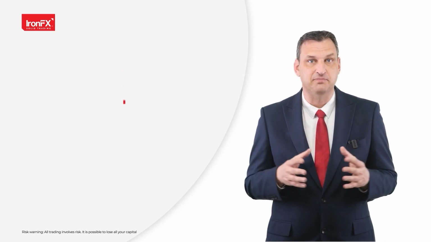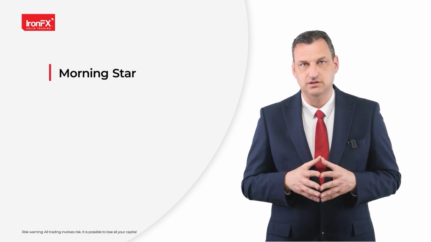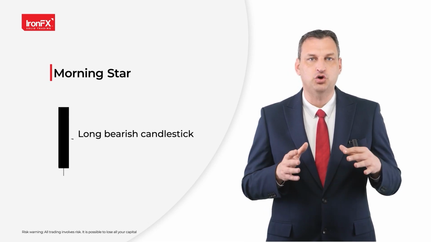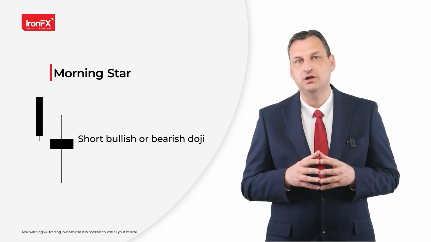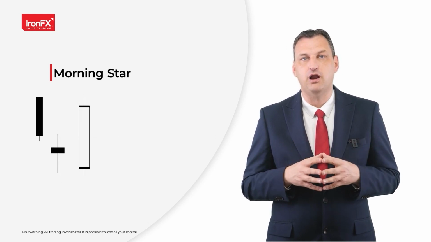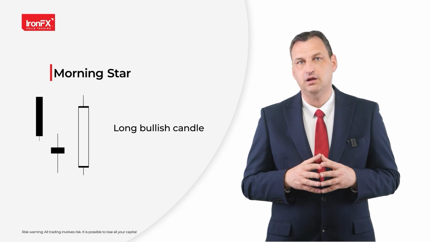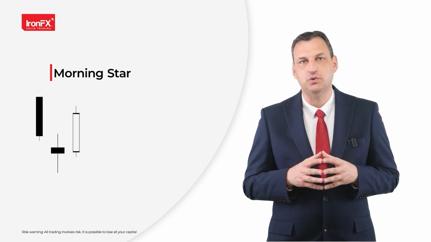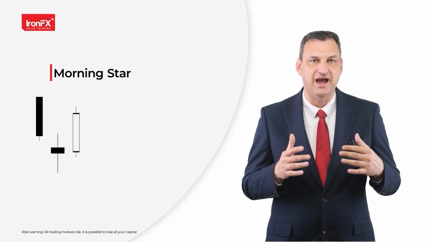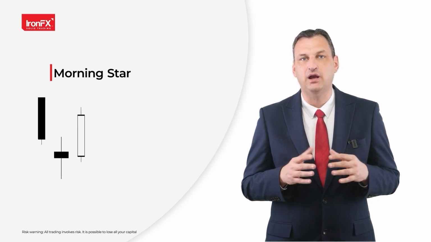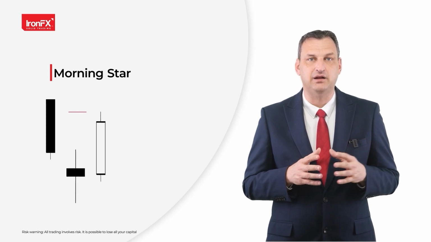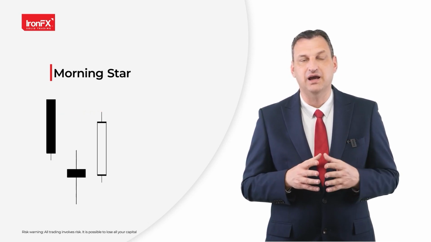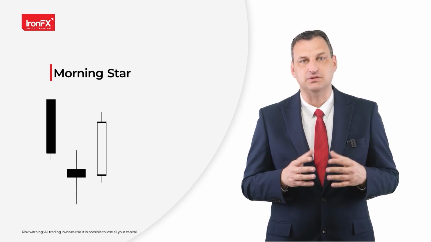The morning star is a pattern formed by 3 candles, normally a long bearish candlestick followed by a short bullish or bearish doji, which is then followed by a long bullish candle. In order to have a valid morning star formation, most traders will look for the top of the third candle to be at least halfway up the body of the first candle in the pattern. Black candles indicate falling prices and white candles indicate rising prices.